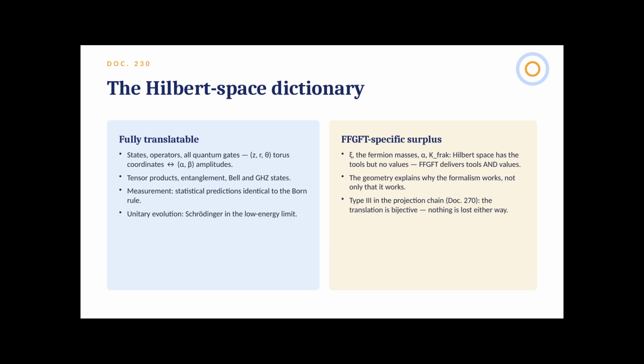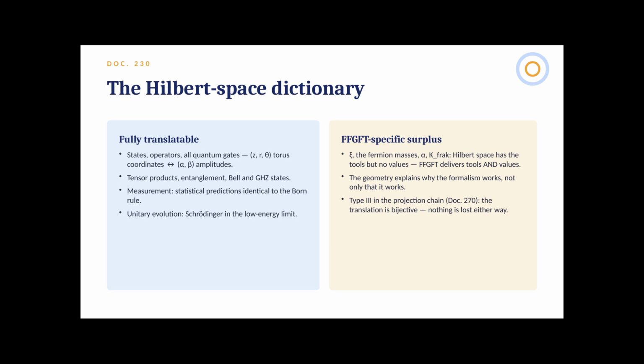Slide 39. Now, can FFGFT and ordinary quantum mechanics actually talk to each other? Completely. There's a full dictionary. States, operators, every quantum gate, the torus coordinates, written z, r, and theta, translate into the usual Hilbert space amplitudes, alpha and beta. Tensor products, entanglement, Bell and GHZ states, all fully translatable. Measurement gives statistical predictions identical to the Born rule.